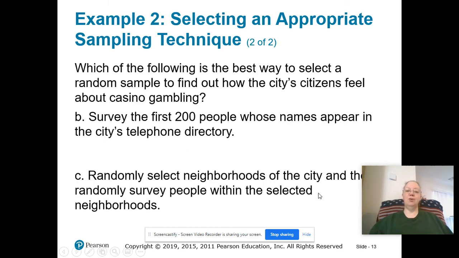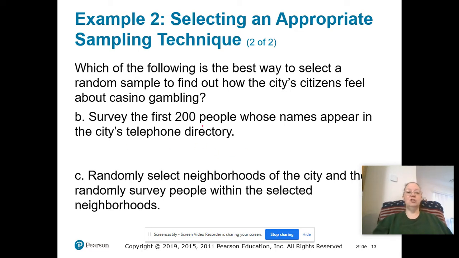How about surveying the first 200 people whose names appear in the city's telephone directory? By the way, they kind of mentioned this. They did actually do something similar to this in a prior election, maybe in the 40s or the 50s. It was a while ago. They surveyed everybody with a telephone. Well, the problem was that only wealthy people at that time had telephones. So they were only getting the opinion of the wealthier citizens as opposed to the opinions of everybody. And so their prediction based on that survey was incorrect.